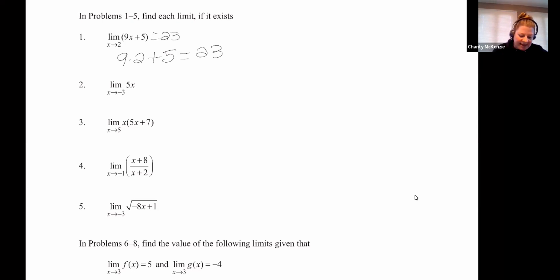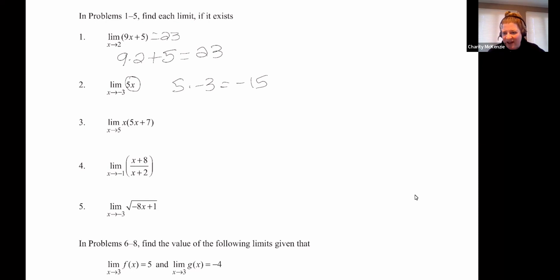So this next one here, this one is -3. Again, this is just a line. So we just put that value in. What is 5 times -3? We're just putting the value in. We get -15.